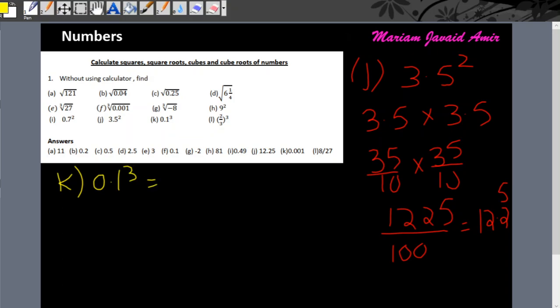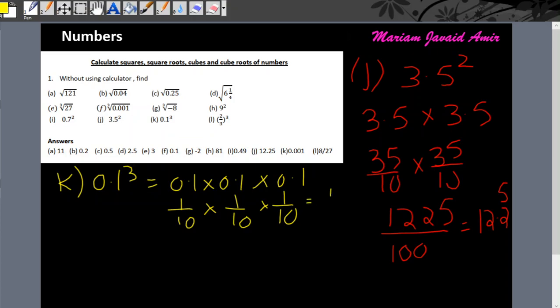Next is part K, which is 0.1 cube. So this is again equal to 0.1 times 0.1 times 0.1, which is 1 by 10 times 1 by 10 times 1 by 10, which is 1 by 1000, which is 0.001. So these details will get you the marks. Don't just use a calculator, because it simply says in the question, without using a calculator find these values.